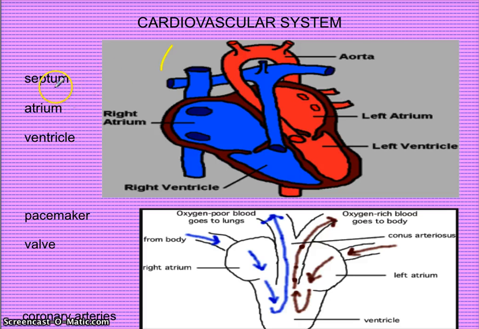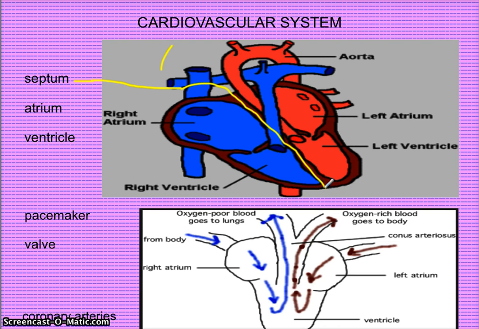Now we have the septum. The septum is the wall of tissue that separates each side. So the septum is going to be this wall right here. You can see there's a wall that separates either side.